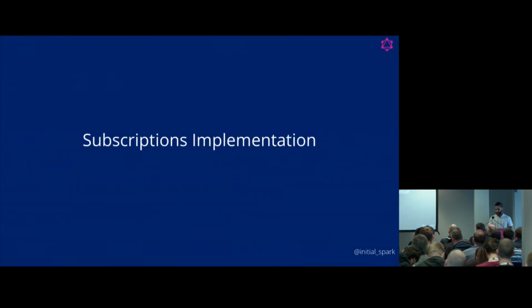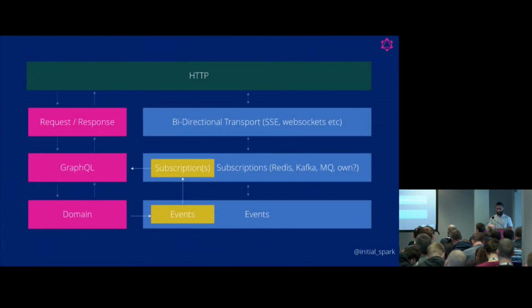So how are they actually implemented? On the left of this diagram, in pink, we have the typical model of what GraphQL is currently. We have this request-response, a GraphQL API, and a domain which goes off and gets our data. We use queries and mutations on that side. But on the right, we have two new components.